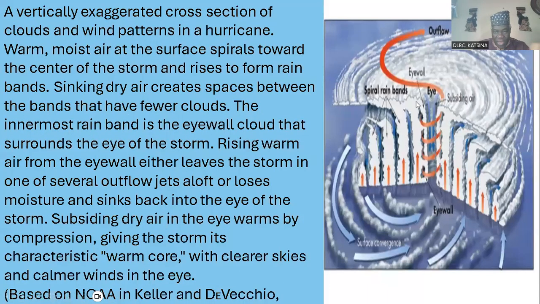And then there's another diagram there. There's a vertical exaggeration of the storm. These pictures are taken from the internet, one from NASA, in a book by Keller and DeVecchio, and the other one from the NOAA.